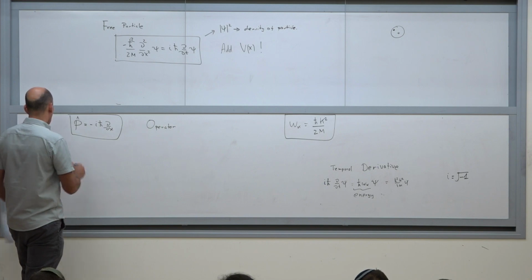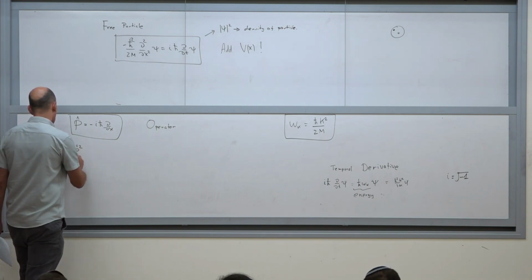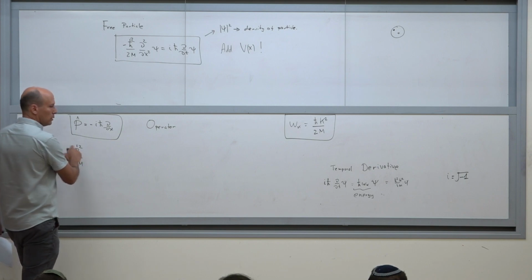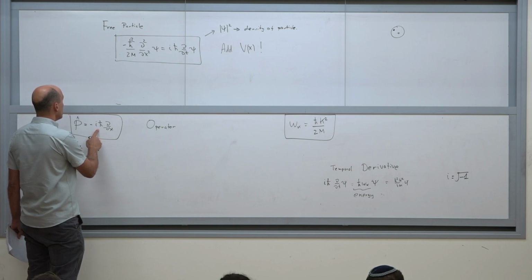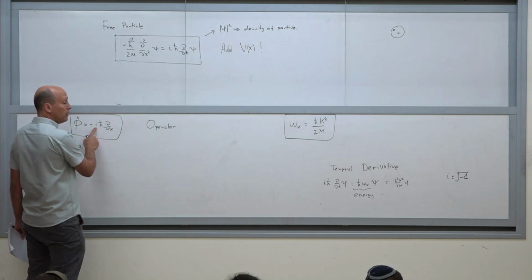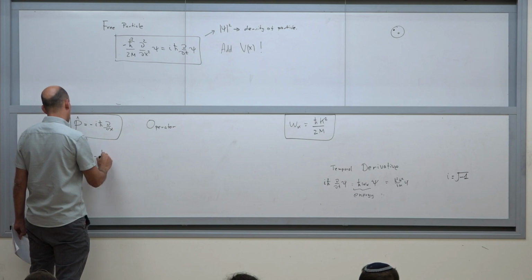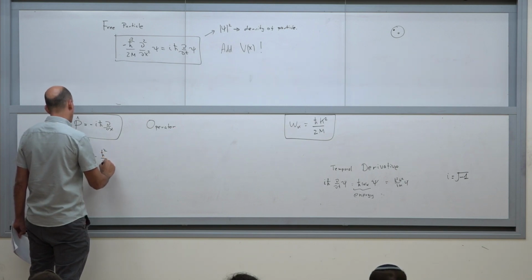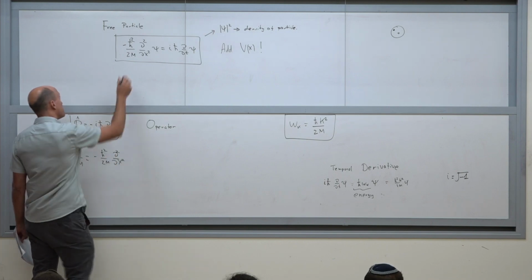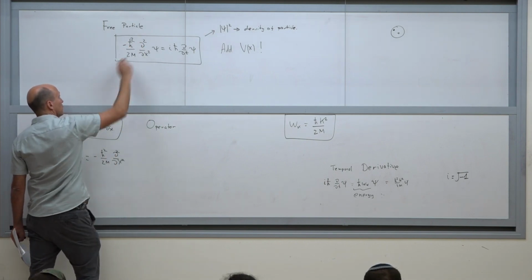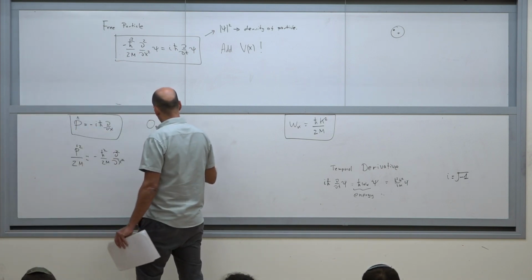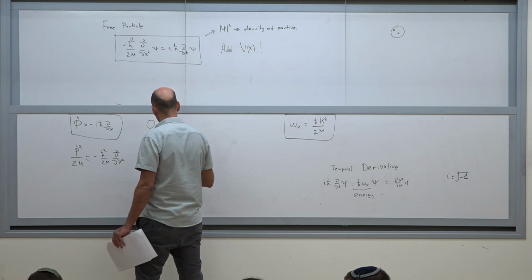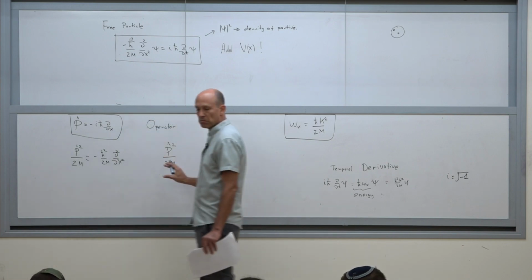What is P squared operator over 2m? This is mathematics. If I square this, I times I is minus. So I get here ħ squared over 2m, second derivative in space, which is exactly what you have here. So another way to write the Schrodinger equation is to write P squared over 2m.